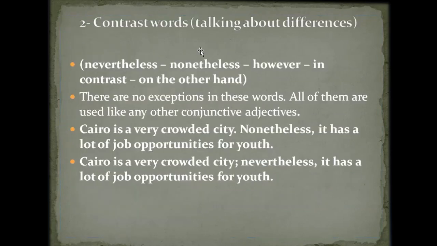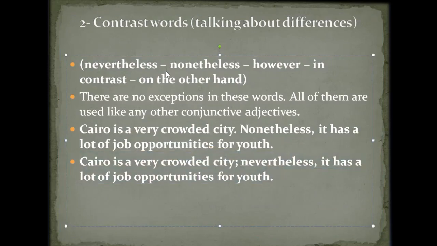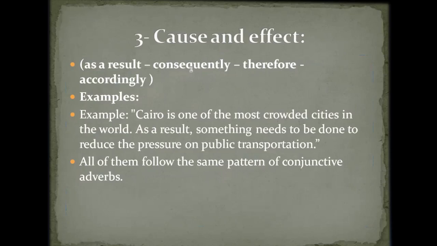Contrasting words. When you're talking about differences, when you're talking about two opposing ideas, the words that I would like to teach you in this course are nevertheless, nonetheless, however, in contrast, on the other hand. All of them are used in the same way. You will have a sentence and then a full stop and then one of the contrasting words and then a comma and then the other sentence. Or, as I said before, you could have a sentence and then a semicolon and then one of the contrasting words and then a comma and then you continue with the other sentence. So they are very simple and very easy to use. All you need to do is to just study these words, remember them, and try to use them when you write.